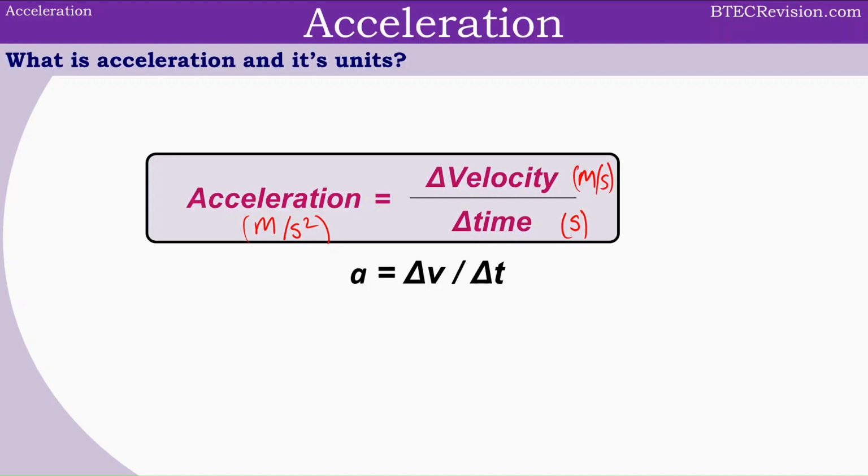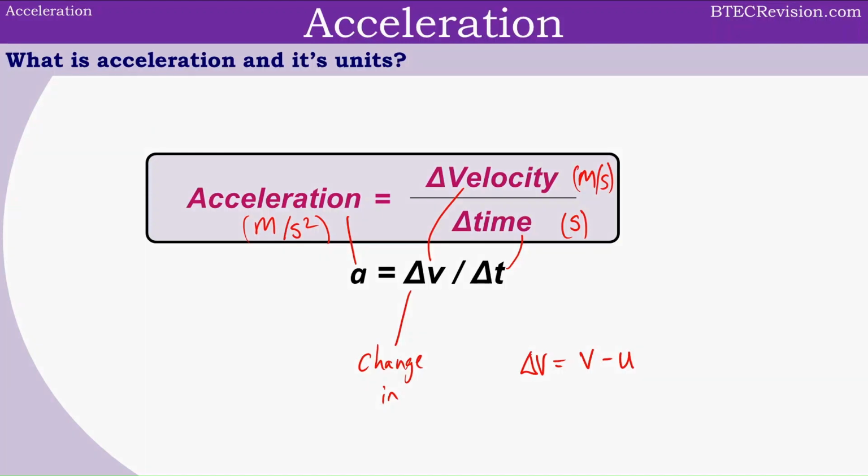The short form of acceleration is a equals delta v divided by delta t, where a stands for acceleration, v for velocity, t for time. And this triangle represents the change in. So looking at this change in v, this is going to represent the final velocity. We can write that as v, take away the initial velocity, and we'll write that as u. We'll learn more about this next lesson in SUVAT equations.